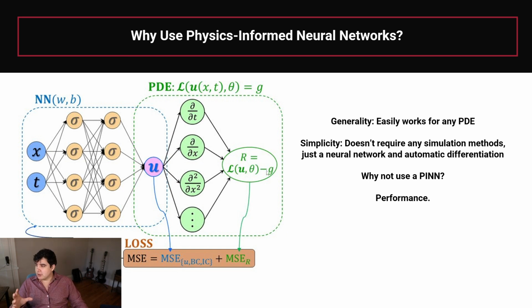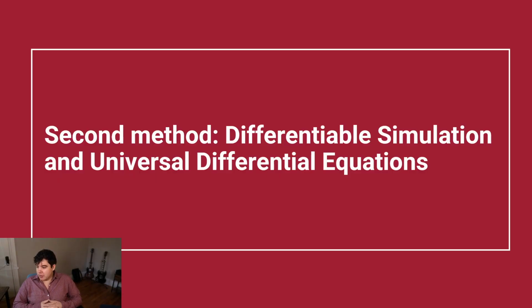But the main reason to not use a physics-informed neural network is performance. Physics-informed neural networks are notoriously very slow. There are some papers that don't say that they're slow, but I'll address that at the end. So kind of going down this line, what are some other methods in scientific machine learning? The next one that we're going to do, and we're going to spend a lot more time on because it's a lot more complex in its methods and implementation, is the differentiable simulation approaches with universal differential equations.